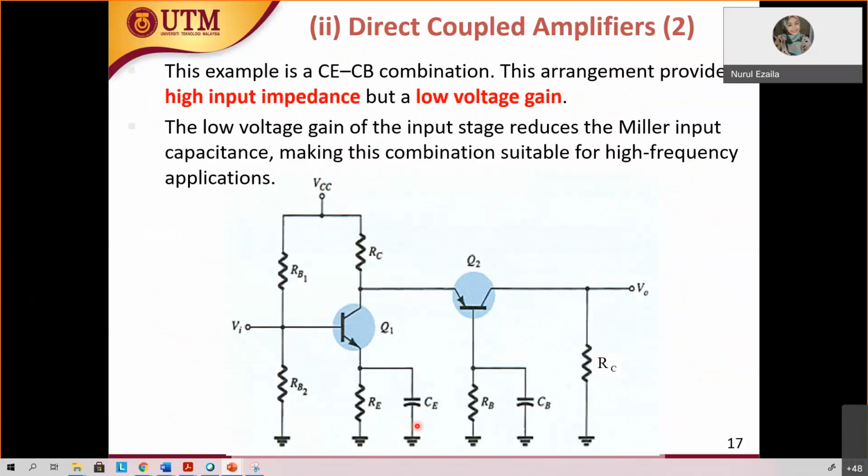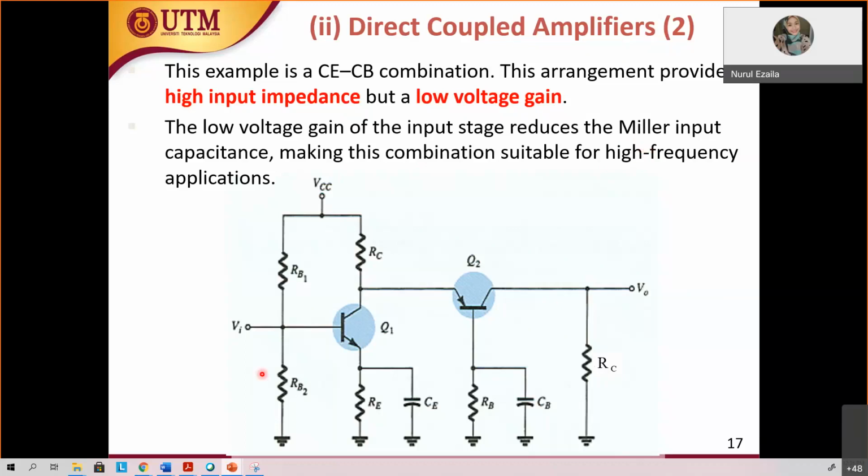So can someone tell me what is the first stage over here? This arrangement provides high input impedance but low voltage gain. The low voltage gain of the input stage reduces the Miller input capacitance, making this combination suitable for high frequency application, but your syllabus is just until mid band frequency.